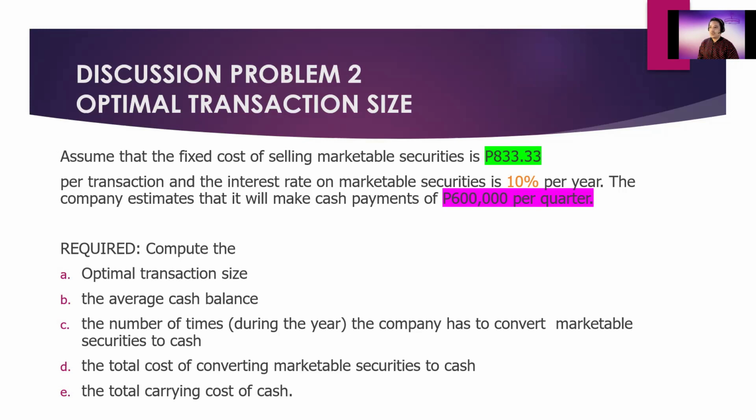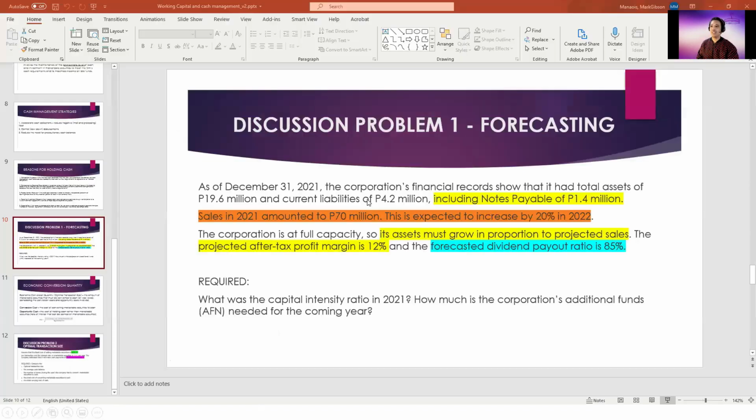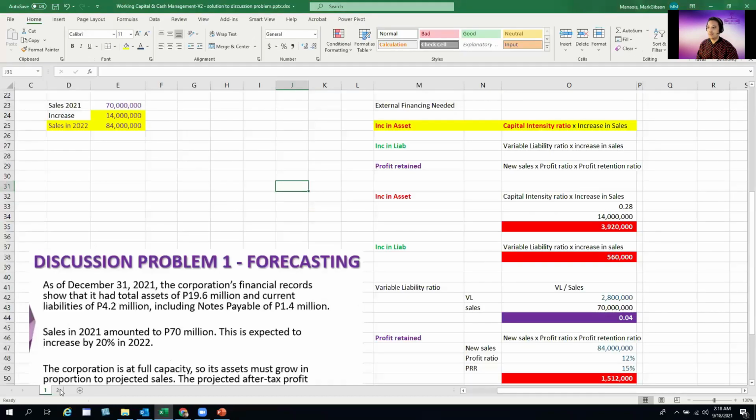Okay, so let me read the problem. Assume that the fixed cost of selling marketable securities is 833.33. So what's this 833.33, class? This is your conversion cost. And the interest rate on marketable securities is 10% per year. So this is your carrying cost or your opportunity cost. The company estimates that it will make cash payments of 600,000 per quarter. Again, balikan natin yung discussion natin kanina. Sabi natin, in calculating for your ECQ or economic conversion quantity, we have to express our cash demands in annual figures. So therefore, 600,000, we have to multiply it by 4. So with that, let's go to our Excel file. Let's have discussion of problem number 2.